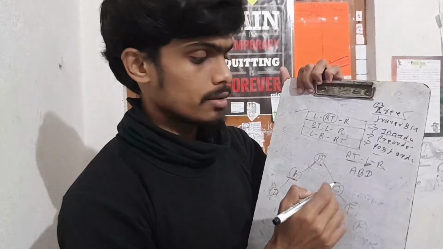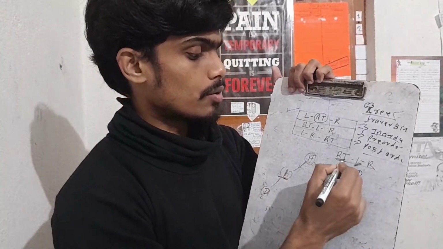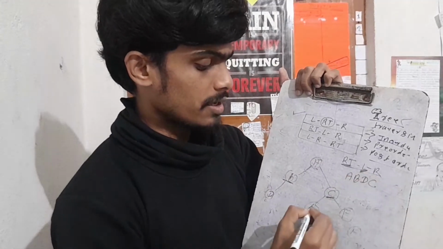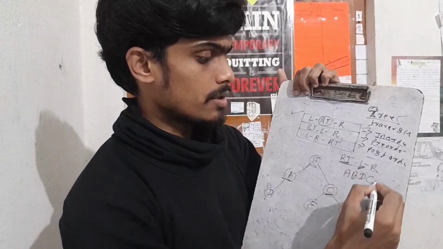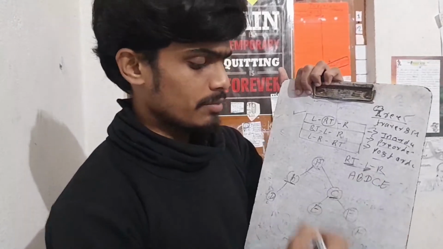A's right is C. So C is root, so C will be displayed. Now we go to the left of the C. Left of the C is what? E. So E will be displayed. Left empty, right empty.